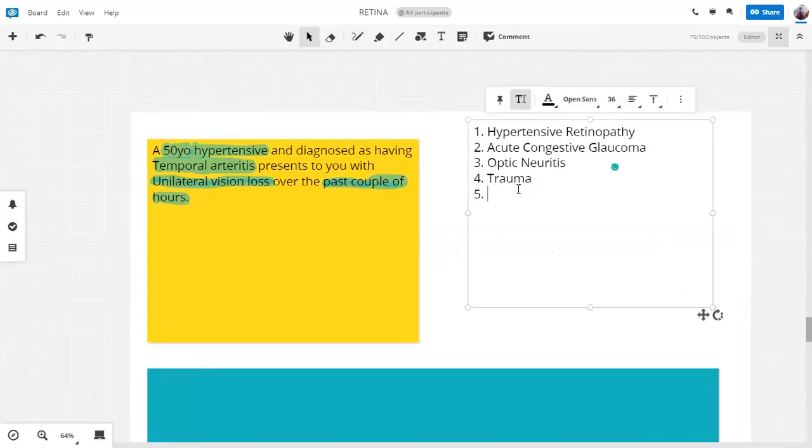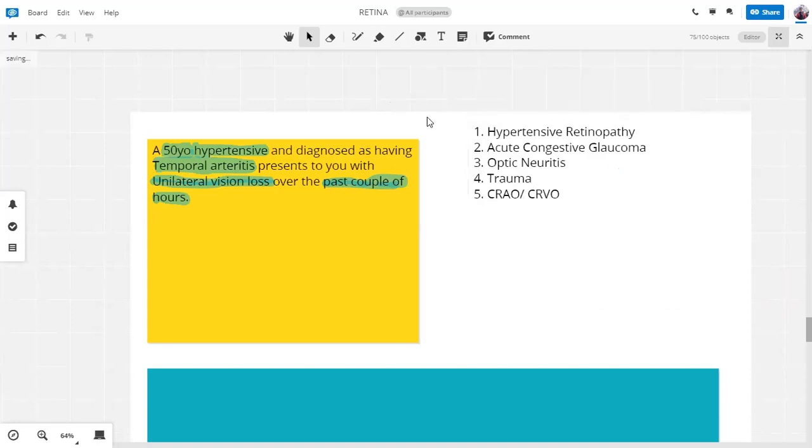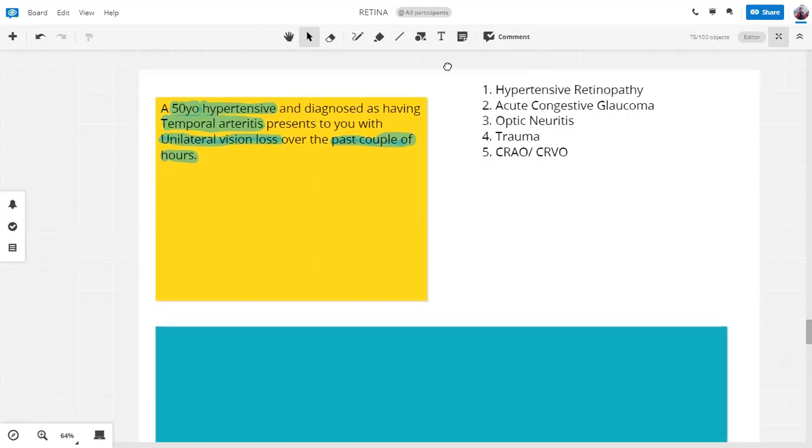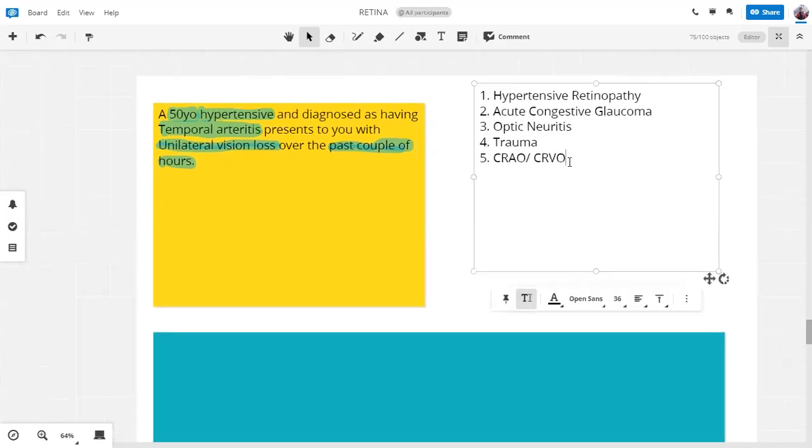Occlusion. Occlusion of what? Artery or vein. That is excellent. CRAO or CRVO, retinal artery or vein occlusion. That is good. What else? Hemorrhage. A vitreous hemorrhage. That is good. There can be unilateral loss over a couple of hours.